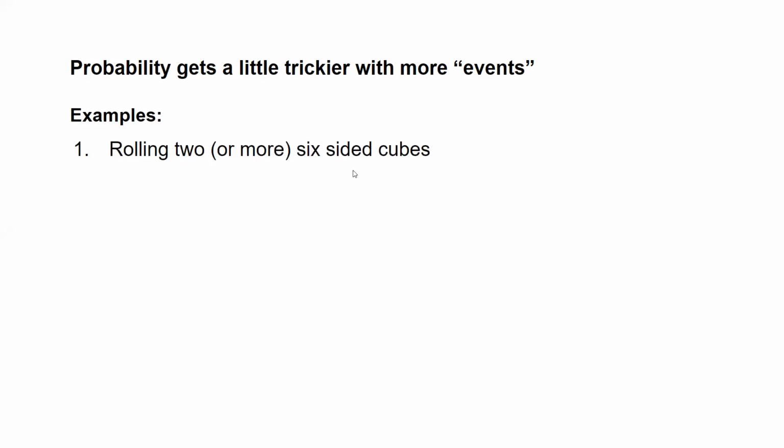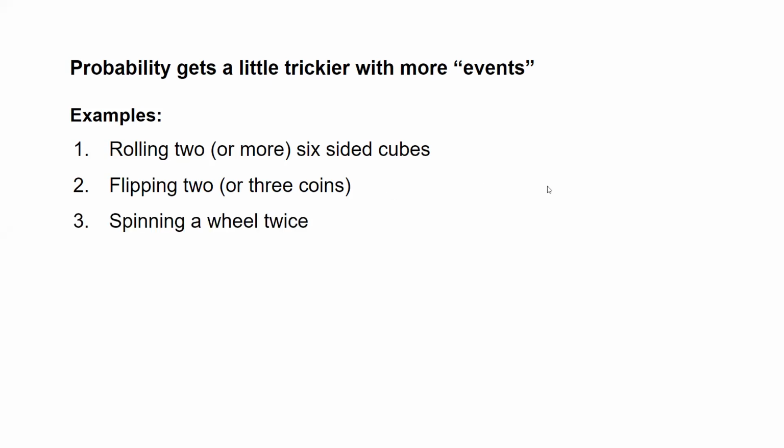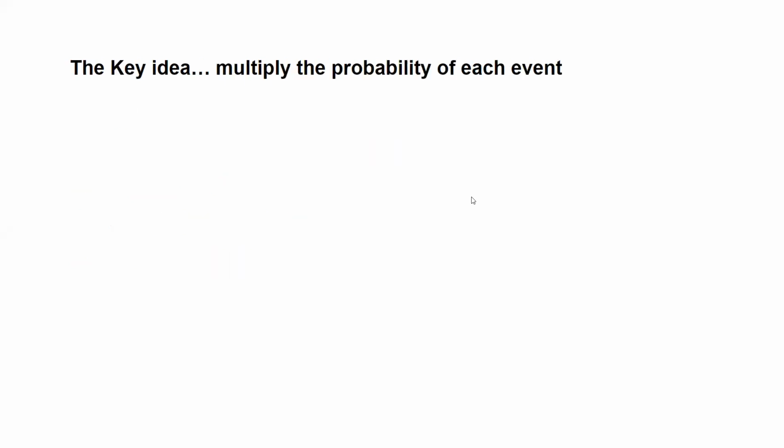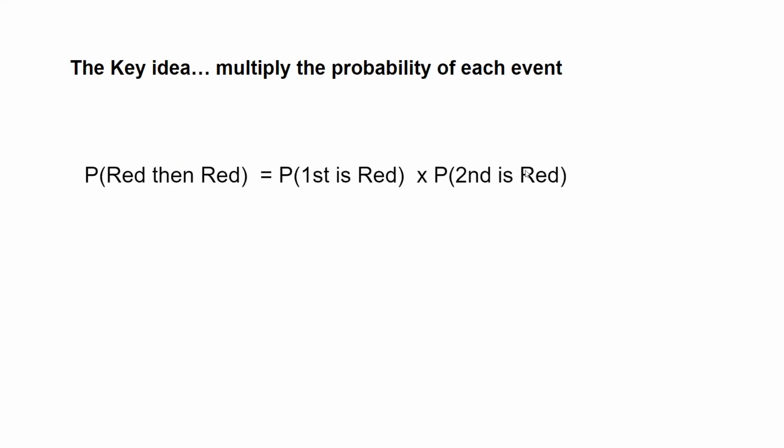Rolling two or more six-sided cubes would be more than one event. Flipping two or three or four coins. Spinning a wheel twice, picking two balls from a jar. Those are all examples where there's more than one selection being made. Now, the key idea that we're going to use for problems with more than one event is to multiply the probabilities together. Let me give you some examples of that.